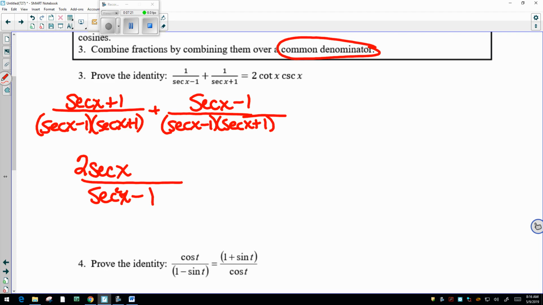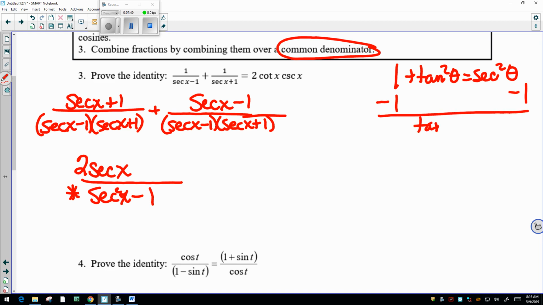Okay, so again, my hope is maybe this denominator is ringing a bell from our last unit. We had a Pythagorean identity that looked like this. And I can turn that Pythagorean identity by subtracting 1. So now it says tangent squared theta is equal to secant squared minus 1. And that's exactly what we have down here. So I'm going to replace this with tangent squared theta.